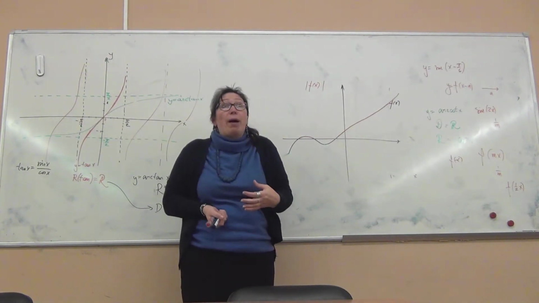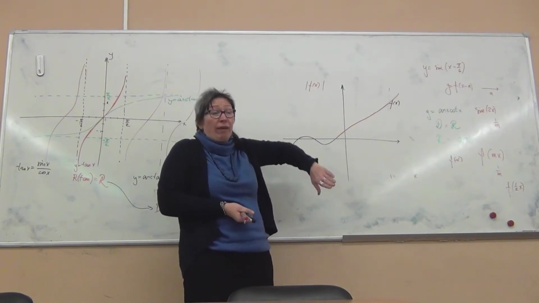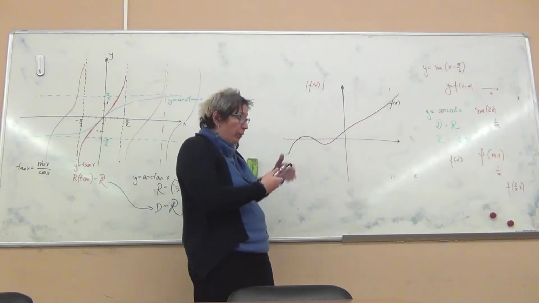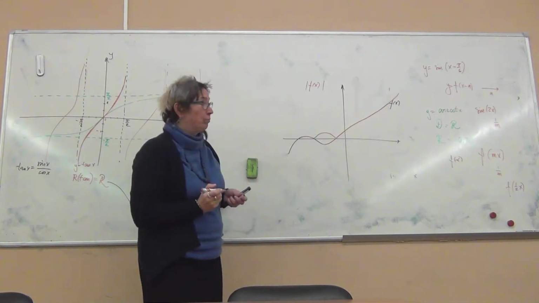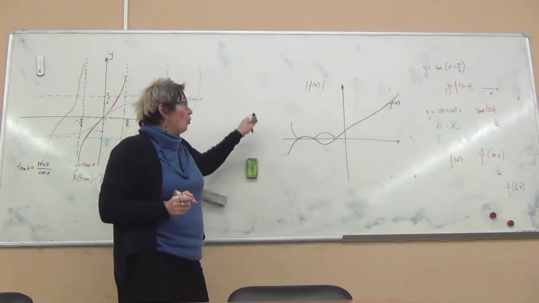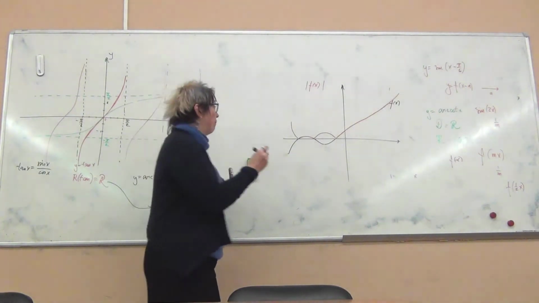For the negative parts, where y values are negative, they must become positive and opposite. Positive and opposite. So we fold it up. So we simply fold this part up. And this part, yes, we fold this part up. So this red part is the graph of the modulus of the f function.